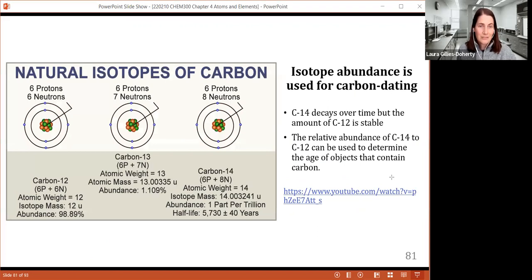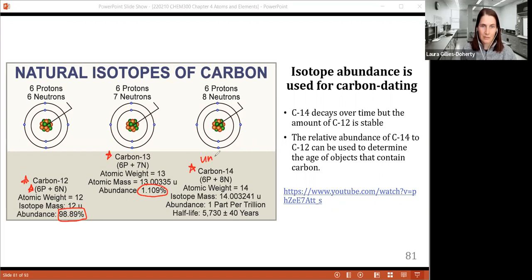So carbon has 3 naturally occurring isotopes: carbon-12, carbon-13, and carbon-14. Carbon-12 has 6 protons and 6 neutrons. It makes up 98.89% of all the carbon atoms. Carbon-13 has 6 protons and 7 neutrons, 6 plus 7 equals 13. It makes up just over 1% of all the naturally occurring carbon. And carbon-14 has 6 protons and 8 neutrons.